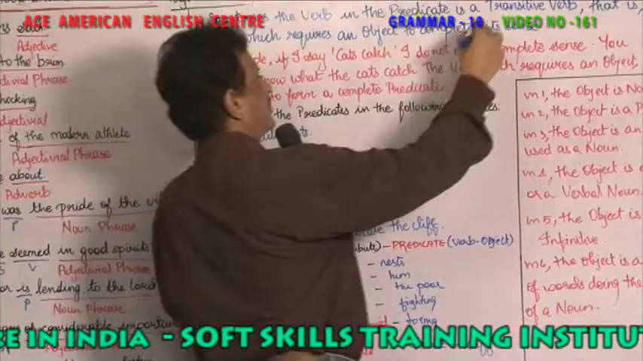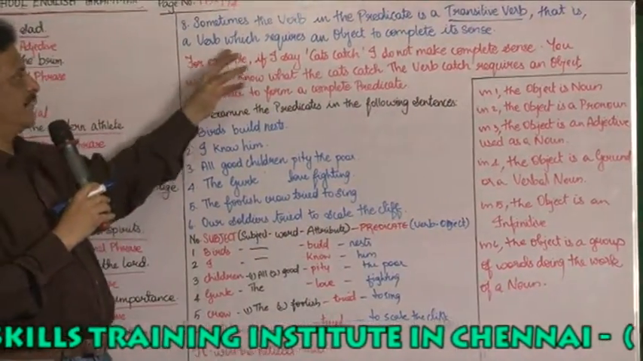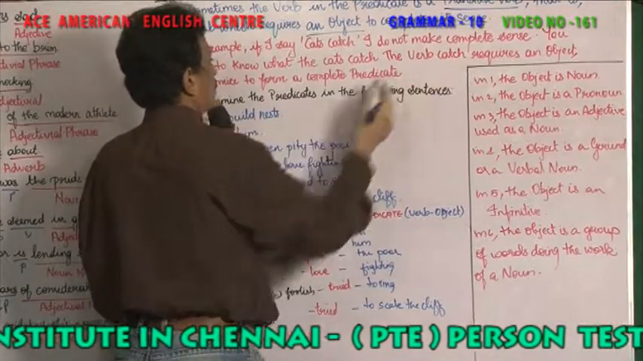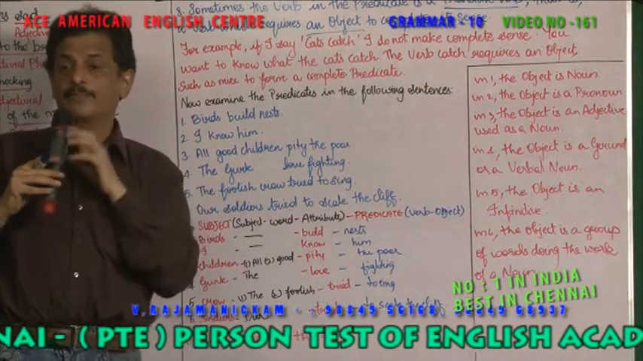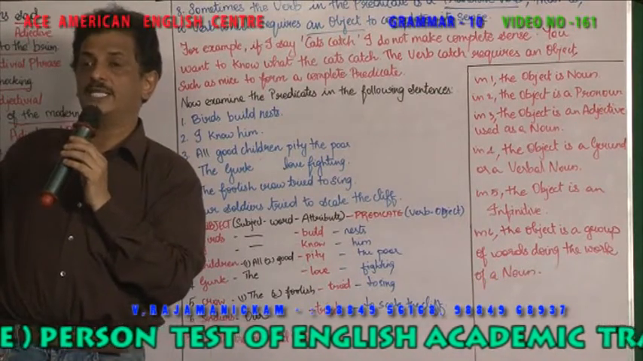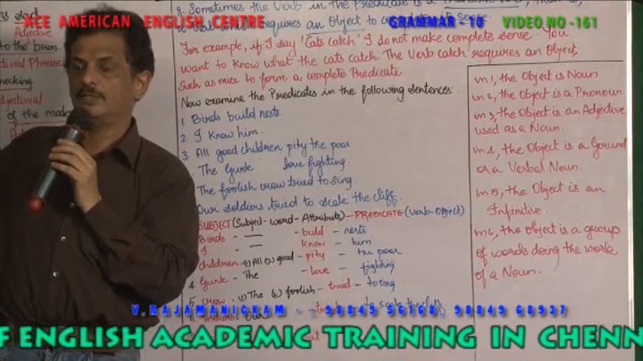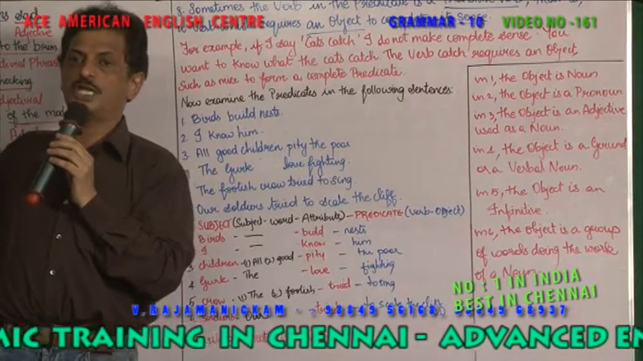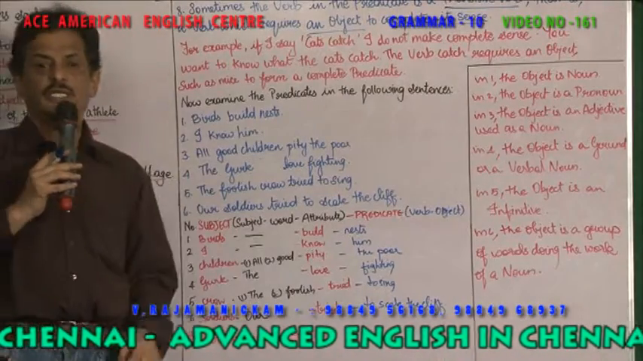So sometimes it takes an object. Transitive verbs take an object. That verb which requires an object to complete a sentence. So a transitive verb takes an object to complete the sentence. An intransitive verb takes an adjective, a noun, an adverb, an infinitive, a gerund, or a noun phrase which tells about the subject. Here the verb takes an object, it is called a transitive verb.